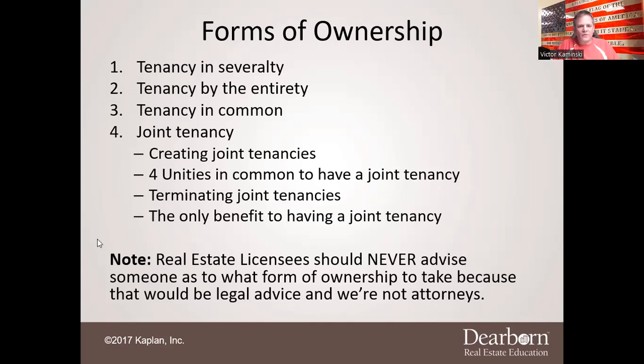All right, so here are the forms of ownership that we're going to go over. Tenancy in severalty, that's ownership by one person or entity. Your interests are severed from all others. We're going to go over tenancy by the entirety, a type of ownership between married couples. We're going to go over the default form of ownership when you have two or more owners that are not married to each other. This is called tenancy in common. And then we're going to go over the more complicated joint tenancy, where you have to specify you wish to take ownership in this form instead of the normal tenancy in common.